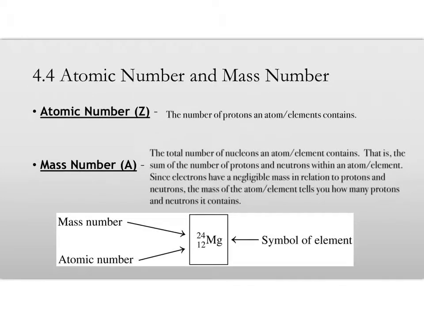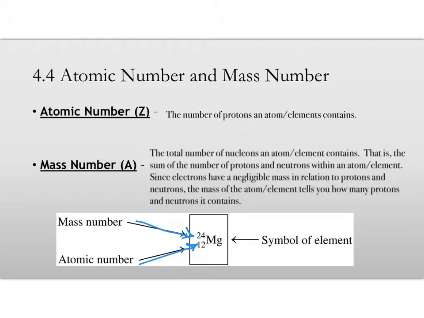Atomic number has the symbol Z, capital letter Z, and it is the number of protons an element contains. You can see in the picture here the atomic number is at the bottom left of that symbol. The mass number is at the top left. For this case, magnesium has a mass number of 24 and an atomic number of 12.